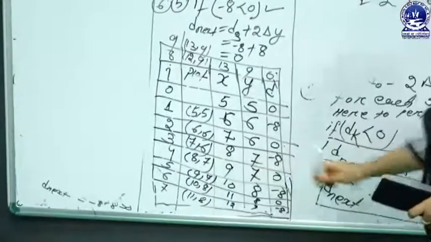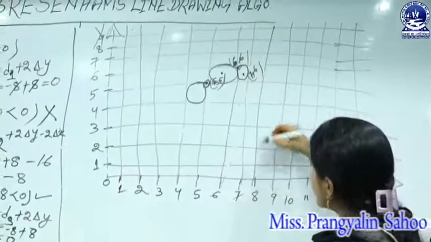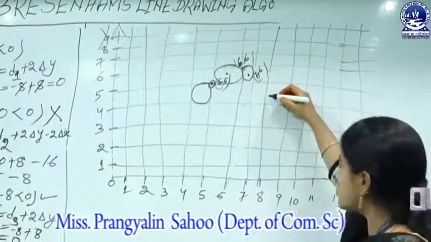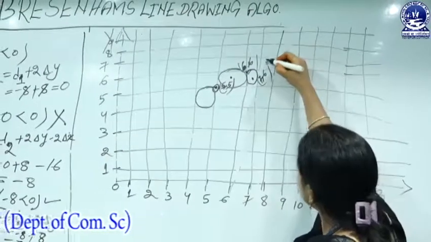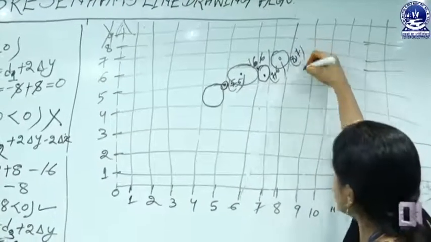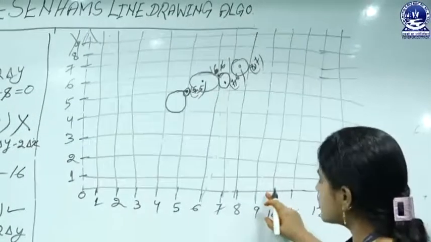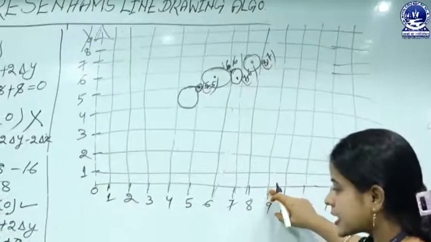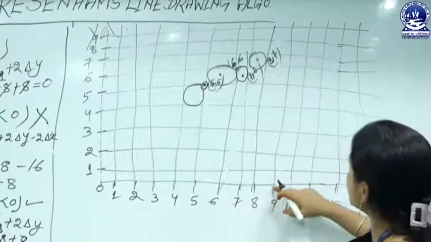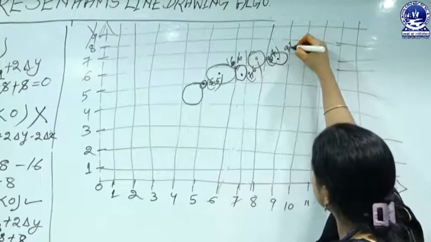Okay, now go to the next coordinate point, that's (8, 7). That means the x direction contains 8, and the y value is 7. That means this given cell expresses the next pixel point, (8, 7). After that, go to draw the next pixel point, that's (9, 7). That means the x coordinate value is 9, and the y axis contains the value 7. That means the next pixel value is (9, 7).